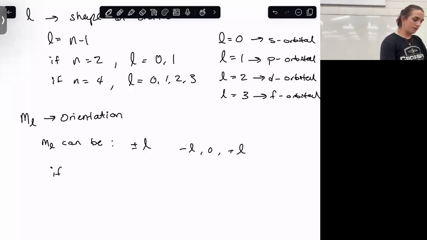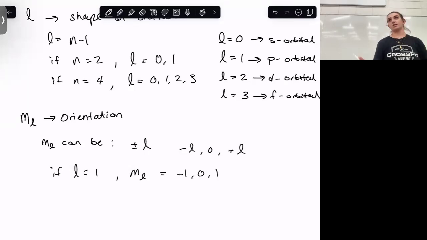So if L is equal to 1, M sub L equals what? -1, 0, 1. It does not matter what order you put this in. You can go 0, 1, -1. Some people would call you a psychopath if you do it that way. But you could do 1, 0, -1, any other combination of that you want. I always think of this as a number line, so I always go negative on my left, positive on my right.